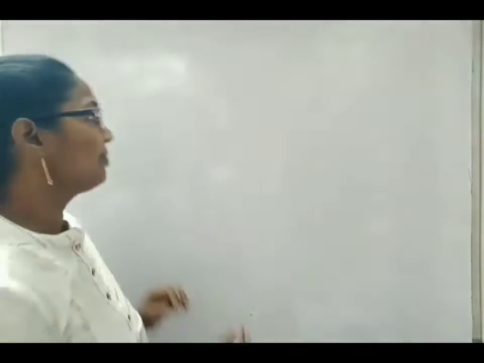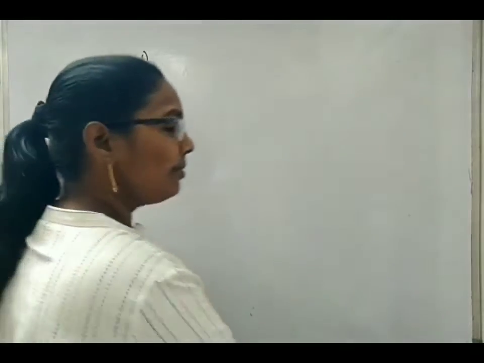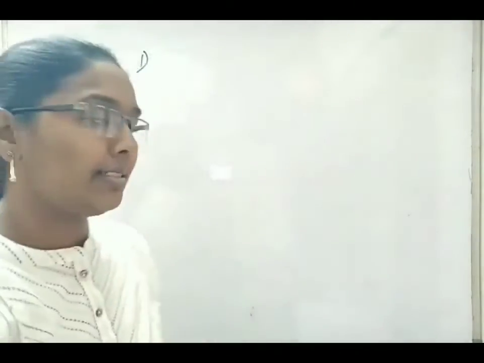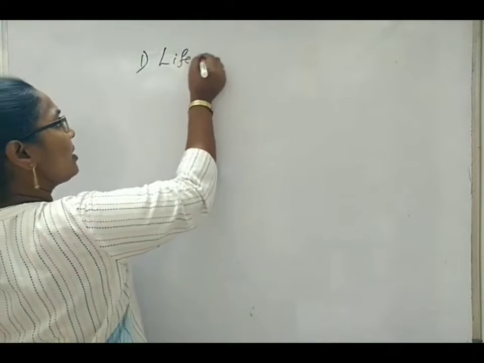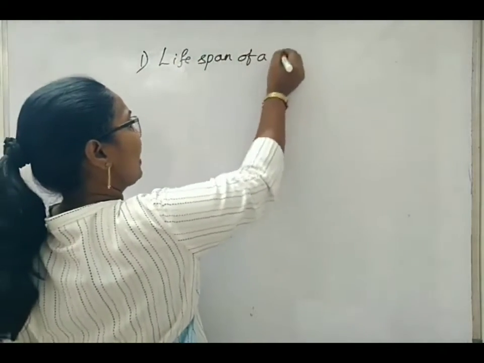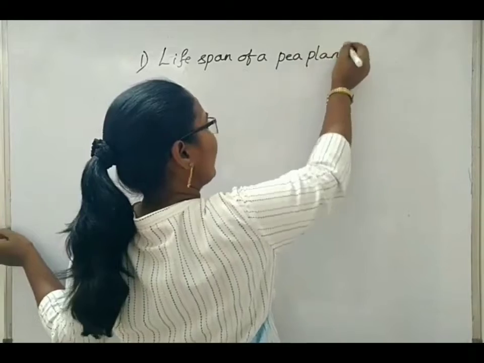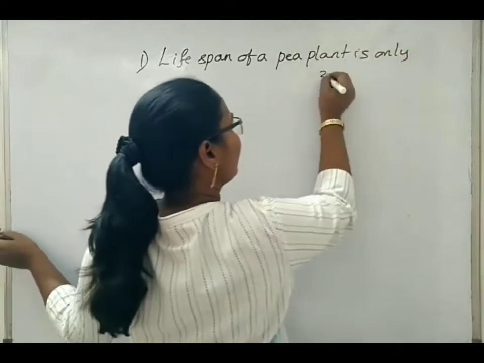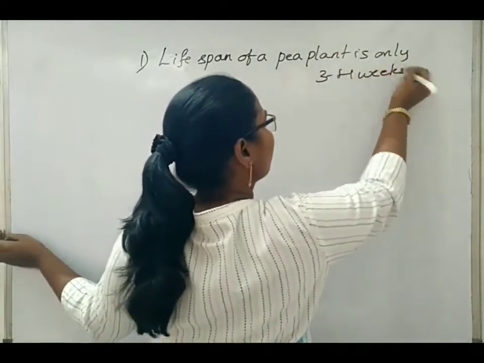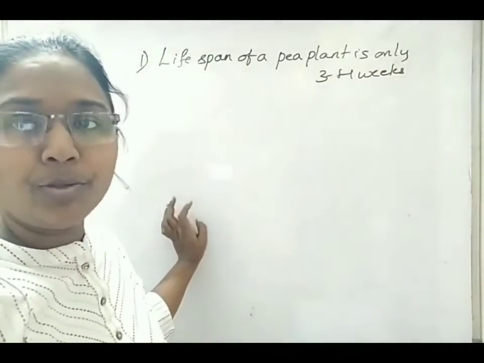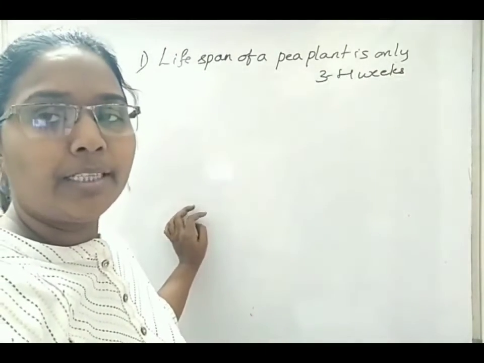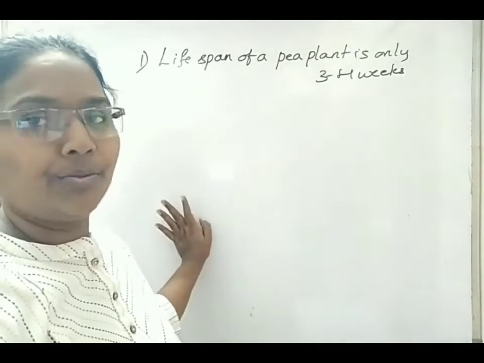Now, let's also see why Mendel selected only the pea plant. The first point is the lifespan of a pea plant, which is very short. Within a few weeks it gives seeds completely. The lifespan of a pea plant is only 3 to 4 weeks, which means within that time the seed has to germinate, grow into an adult plant, and give seeds also.